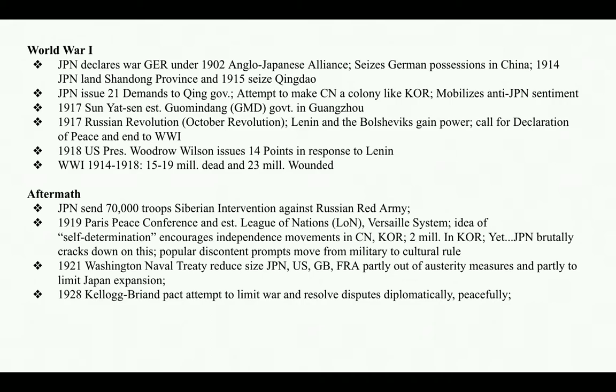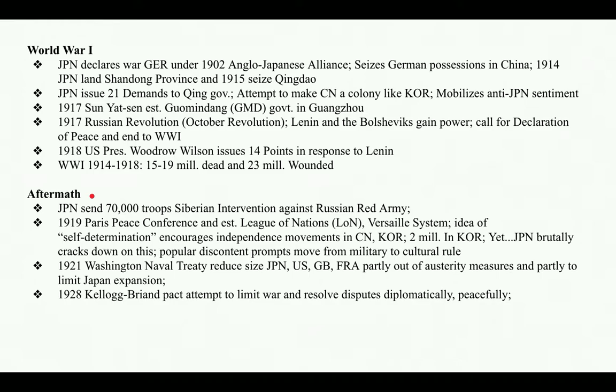During the war, Sun Yat-sen established the Kuomintang, a nationalist government in Guangzhou. And also then in Russia, the Bolsheviks under Lenin had launched the Russian Revolution and overthrown the feudal government there and began to establish a socialist government in Russia. They also called for a declaration of peace and an end to World War I.